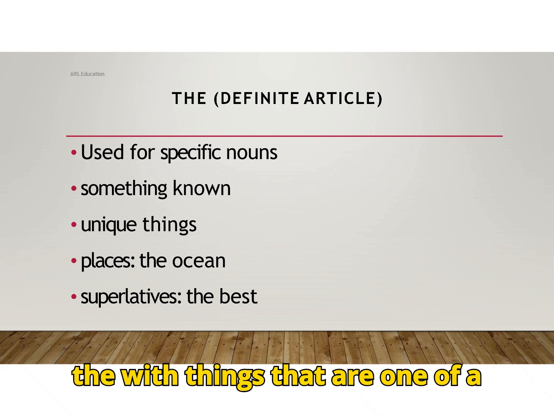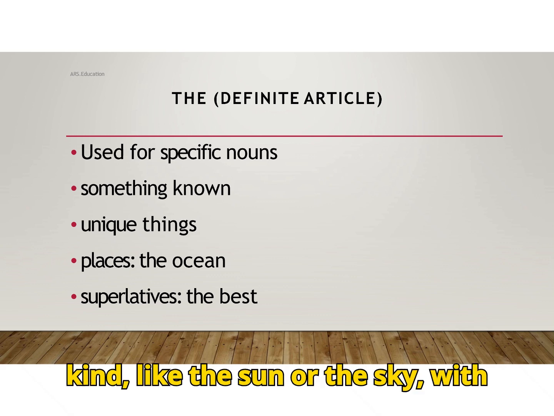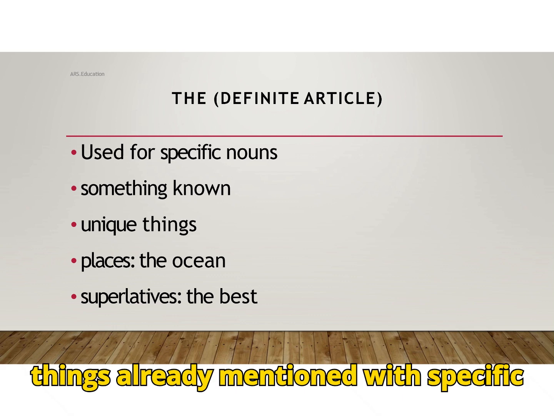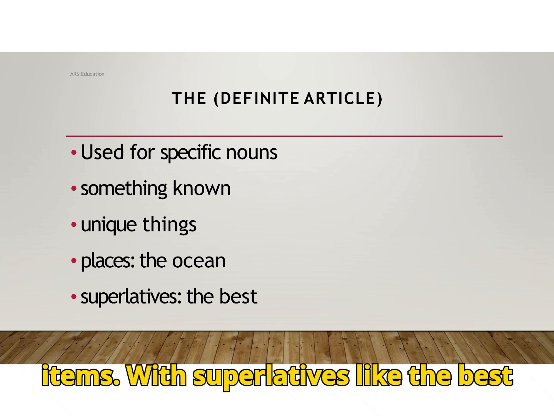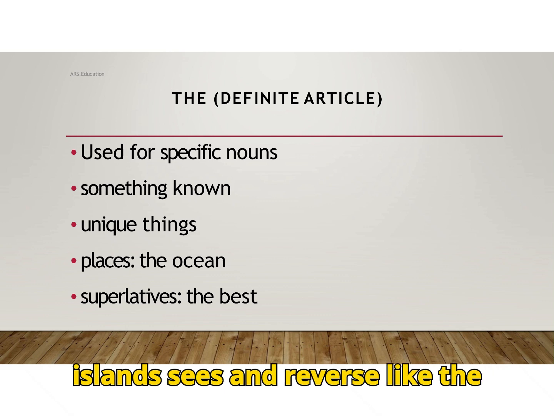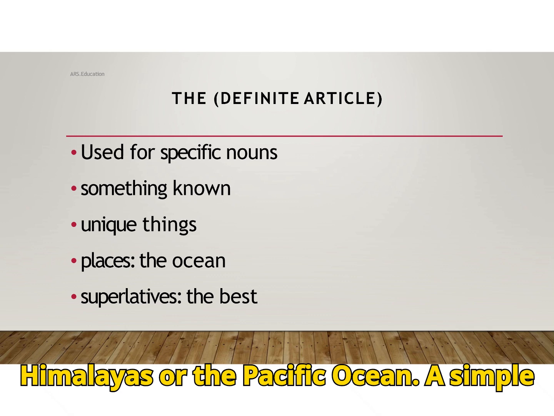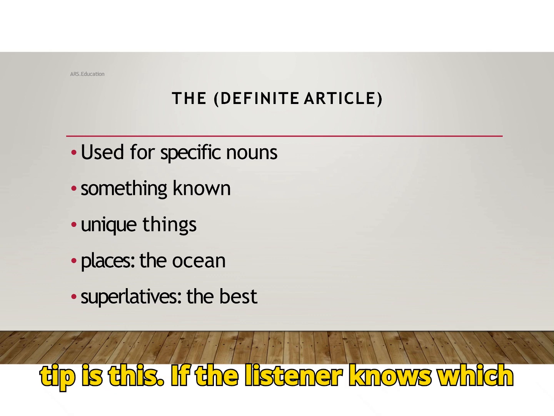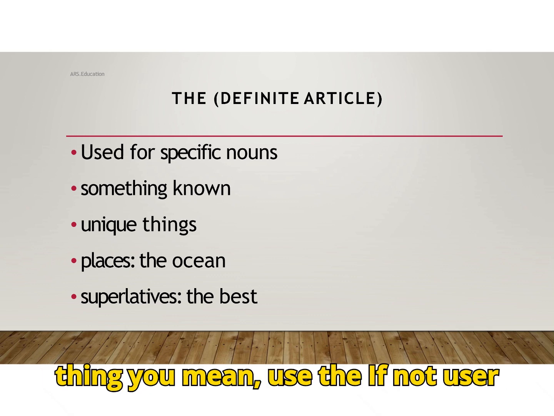We use the with things that are one of a kind like the sun or the sky, with things already mentioned, with specific items, with superlatives like the best and the tallest, and with groups of islands, seas, and rivers like the Himalayas or the Pacific Ocean. A simple tip is this. If the listener knows which thing you mean, use the. If not, use a or an.